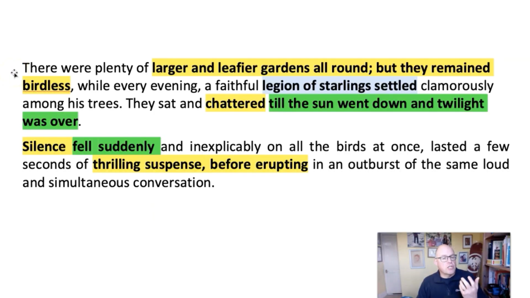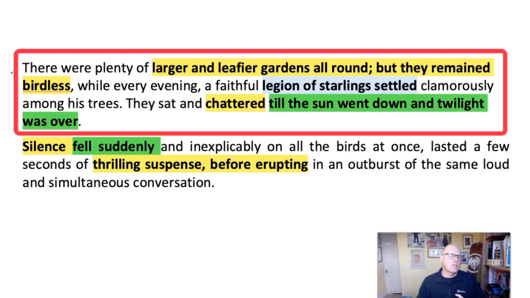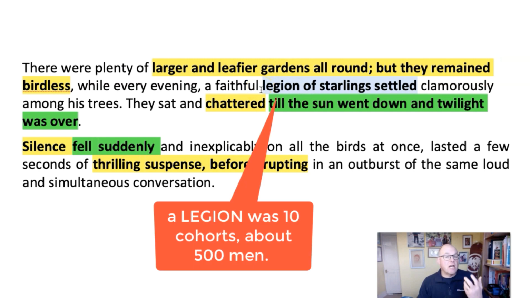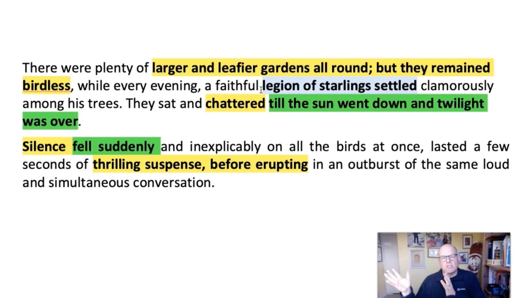The description continues, there were plenty of larger and leafier gardens all around, another contrast to Gumbrel's garden, but they remained birdless, again a contrast, while every evening a faithful legion of starlings settled clamorously among his trees. A legion is a battalion of Roman soldiers, again contrasting the huge number of the starlings to Gumbrel being alone.